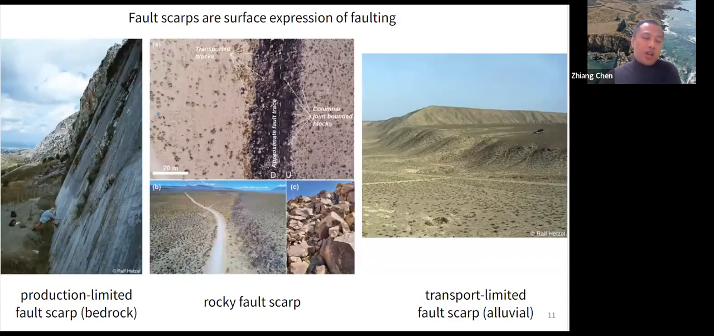So one demonstration of automated geoscience from my research is the study of fault scarps. Fault scarps are surface expressions of faulting. During my PhD research, I had the opportunity to look at rocky fault scarps, which are intermediate between production limited and transport limited fault scarps. We are interested in the formation of rocky fault scarps. As you can see, there are many boulders on the fault scarp, and we are also interested in the correlation between those rock distributions and the rocky fault scarp formation.